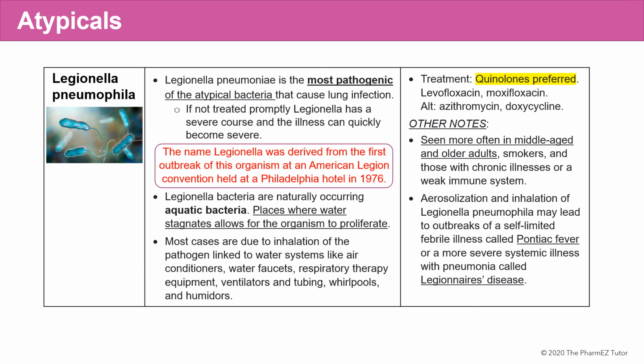The preferred treatment are quinolones, such as levofloxacin or moxifloxacin. And alternatively, we can use azithromycin or doxycycline. It is seen most often in middle-aged and older adults and patients who have chronic illnesses or weak immune system. Now, aerosolization and inhalation of Legionella pneumophila can lead to outbreaks of a self-limited febrile illness called Pontiac fever, or it can lead to a more severe systemic illness with pneumonia, which is called Legionnaire's disease.